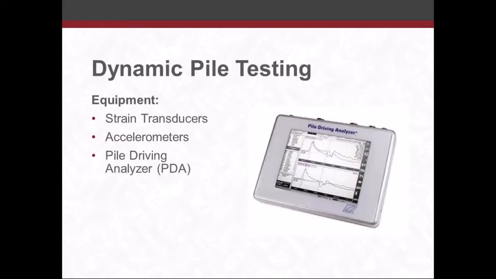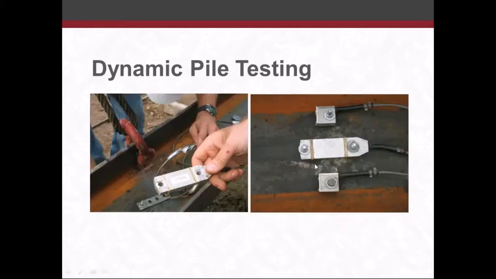So some of the equipment: strain transducers and accelerometers are affixed to the top of the pile, which measure the force and velocity. And those measurements are analyzed by the pile driving analyzer, which is what you see here. And here's a photo of the gauges. These long, slender gauges are the strain gauges, which measure the force in the pile. And the smaller gauges on each side are the accelerometers, which measure the velocity.